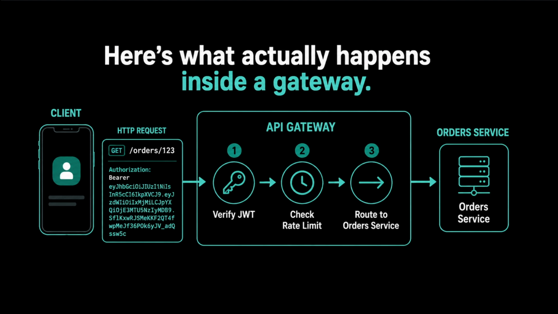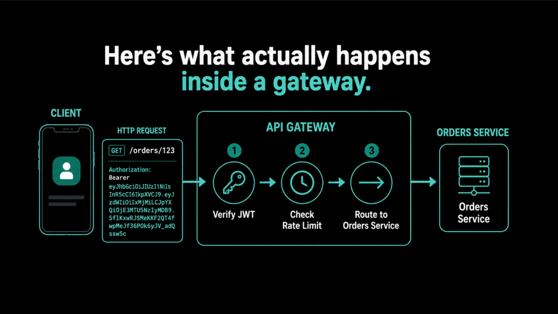Yes. Is this user being rate limited? No. Okay, where does this request need to go? The path says slash orders. So it routes it to the orders microservice, not the user service, not the payment service. The order service does its thing, sends back a response, and the gateway can even clean that response up before sending it back to the client.